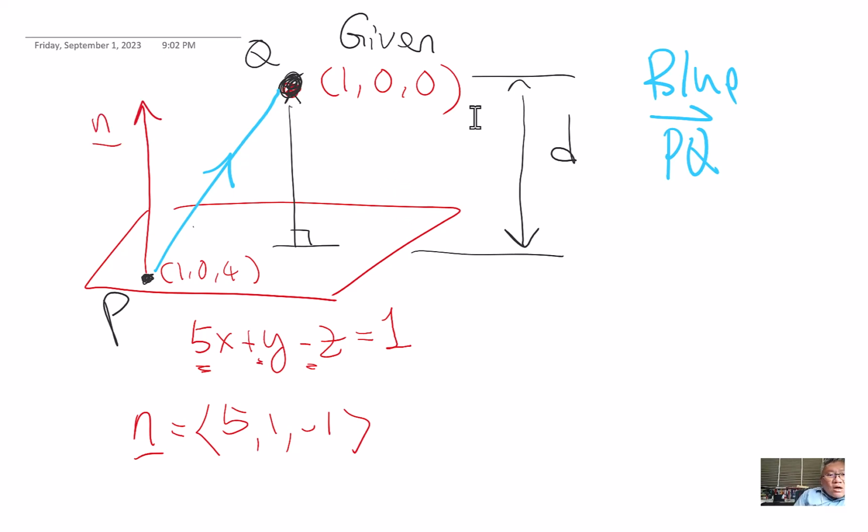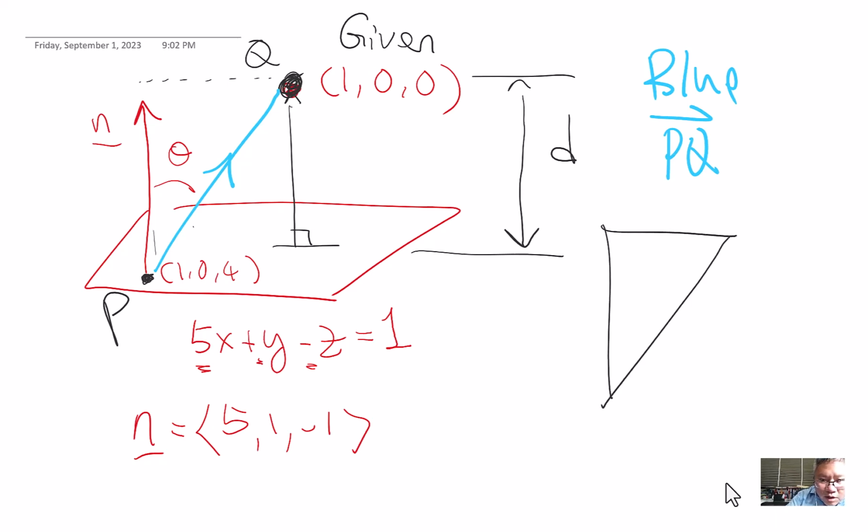Now let's call the angle between the normal vector and the blue line, PQ, theta, okay? Now, if you look at this triangle, let me redraw it here. I am drawing a triangle like this.